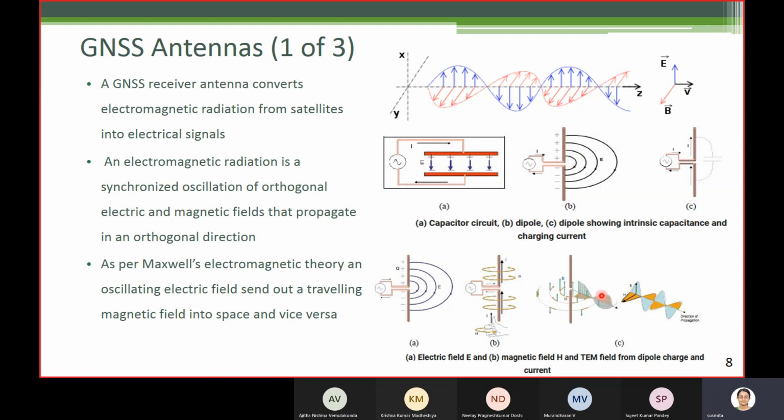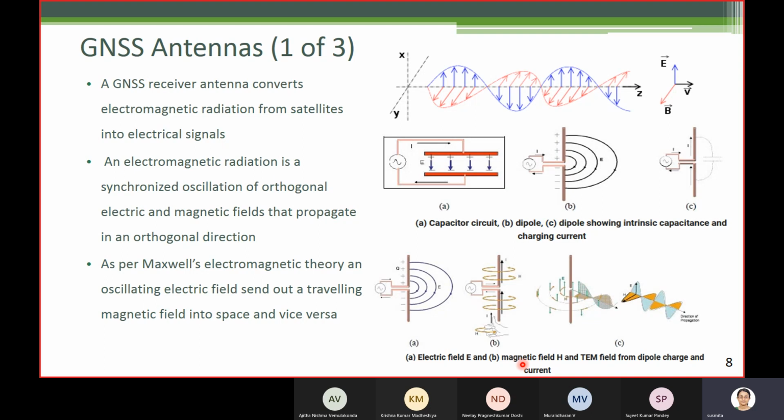So this is how, by connecting the same antenna to a passive circuit, a receiver, basically the rest of the receiver, which does not have any alternating source, we can use it to receive signals. So that antenna will convert the electromagnetic radiation into electrical signal.